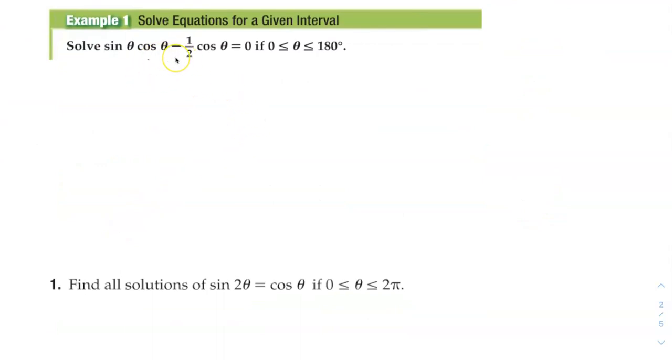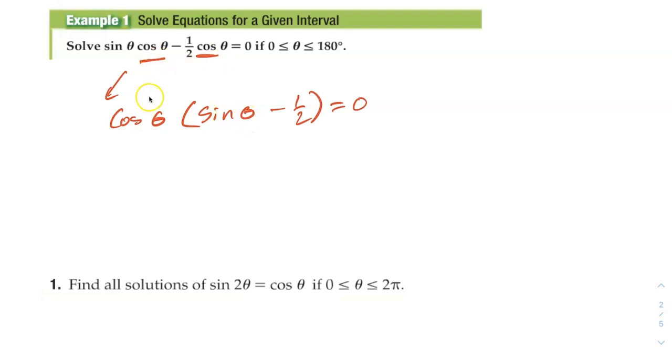So here, how do I solve this one? Well, it's already set equal to 0, so now we have to factor it. They both have a cosine, so we can factor out a cosine. So cosine theta times sine of theta minus 1/2 equals 0. It's like a normal equation. Factor out cosine from both.